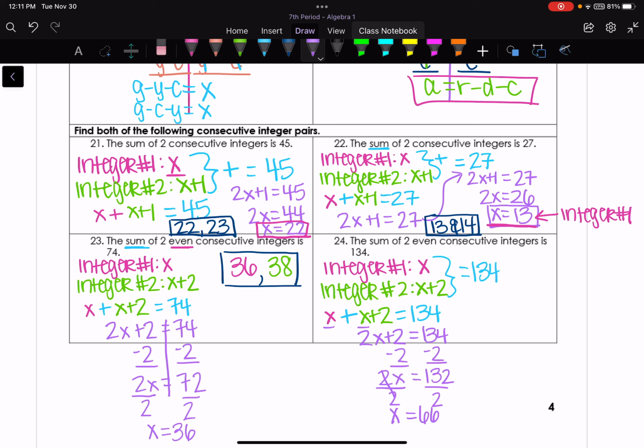So my first integer, my first even integer is 66. And my second consecutive even integer, so if I'm plugging in 66 for x here, 66 plus 2 gives me 68. So my final two consecutive even integers that add up to be a sum of 134 are 66 and 68. And that's it for today, guys.